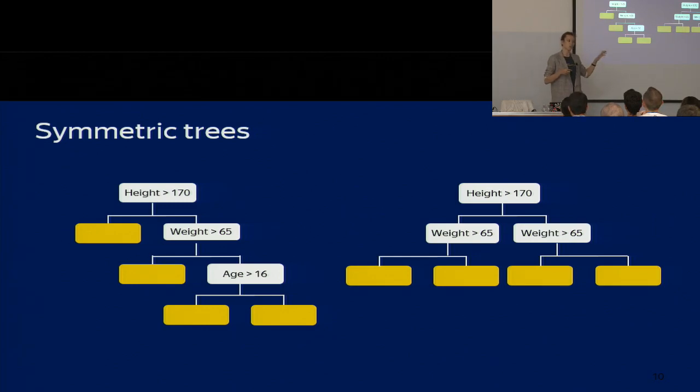Different libraries build different trees. LightGBM, for example, builds very deep trees node by node. XGBoost builds not deep trees level by level, but they are still not symmetric. We use symmetric trees. Trees where on each level you have the same feature and the same comparison. It's this tree here. That is the first thing.